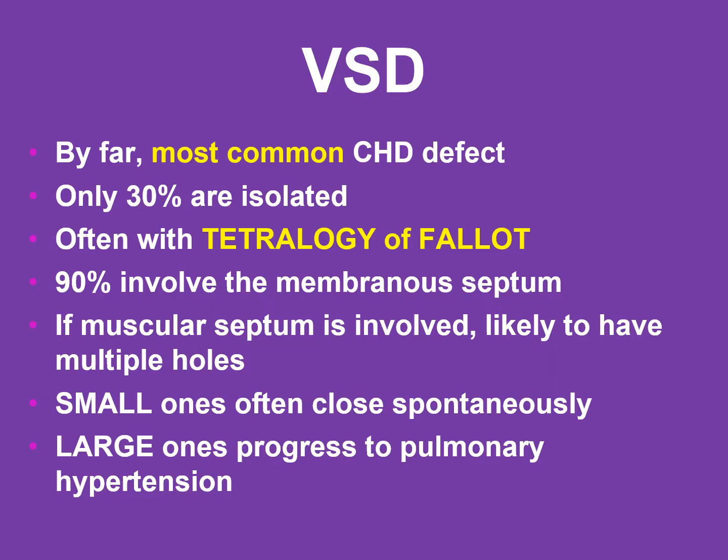Next one is the VSD, which is the most common. Only 30% are isolated. Majority are often in association with your tetralogy of Fallot. And 90% involve the membranous septum, which you will see later. If the muscular septum is involved, it's likely to have multiple holes. In general, the small ones often close spontaneously, but the large ones progress to pulmonary hypertension, and this can also lead to one of those common adult congenital heart diseases.